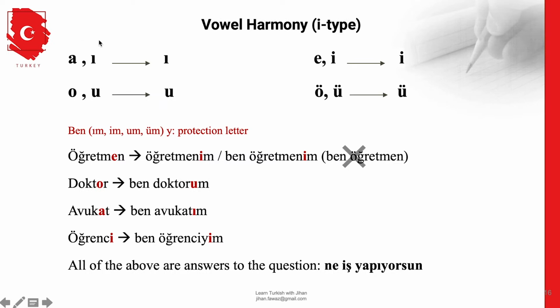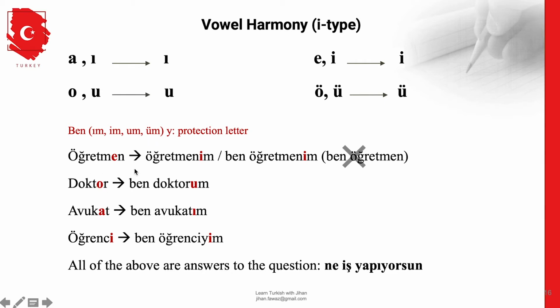This rule says if the last vowel in a word is a or ı, we use ı in the suffix. If it's o or u, we use u. If it's e or i, we use i. And if it's ö or ü, we use ü. Let's take some examples. As we said, the suffixes of ben are im, and y is a protection letter between two vowels. When do we use im, and so on?